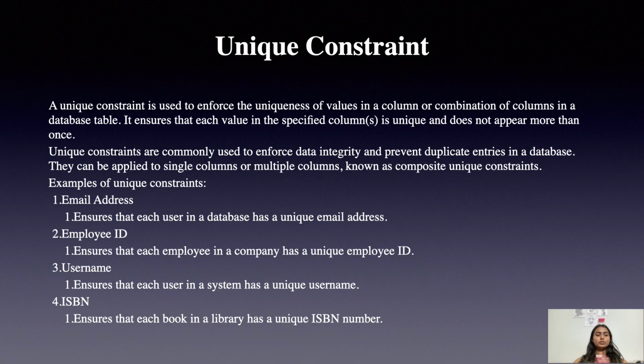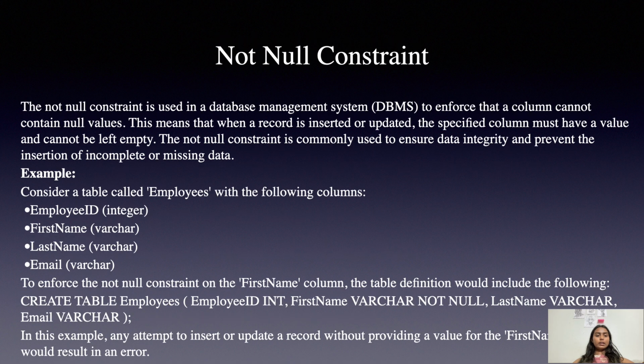Examples of unique constraints: email address ensures that each user in a database has a unique email address. Employee ID ensures that each employee in a company has a unique employee ID. Username ensures that each user in a system has a unique username. ISBN ensures that each book in a library has a unique ISBN number. Not null constraint.